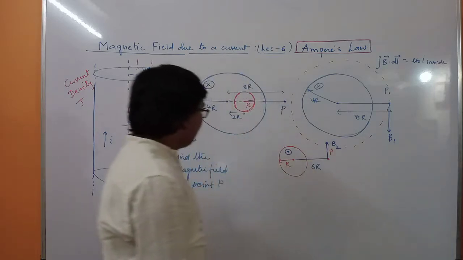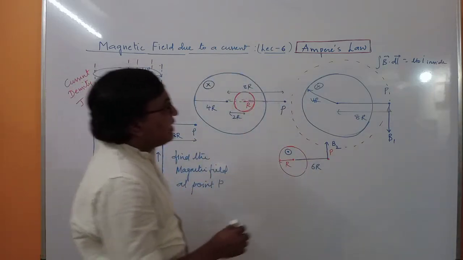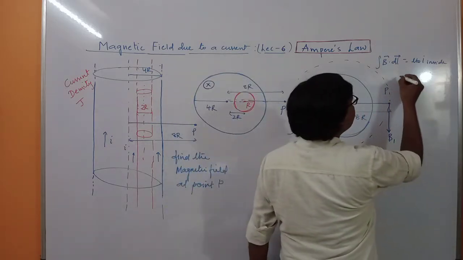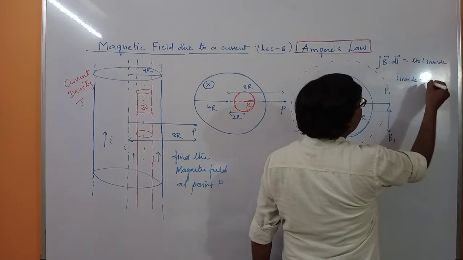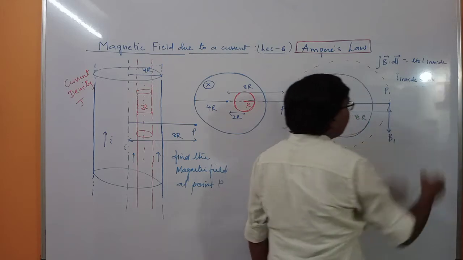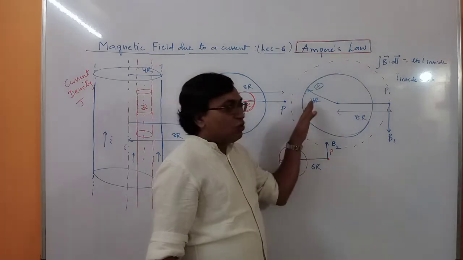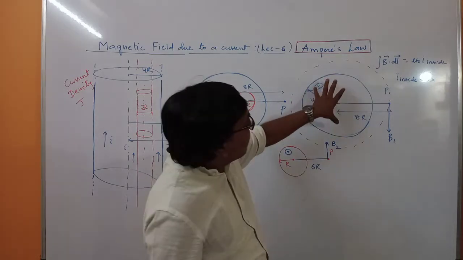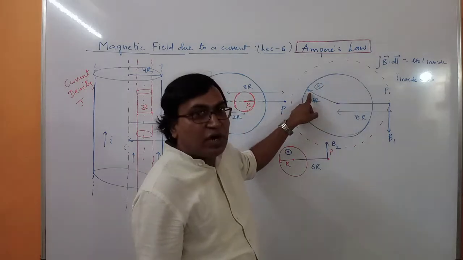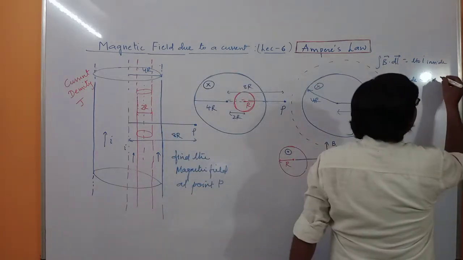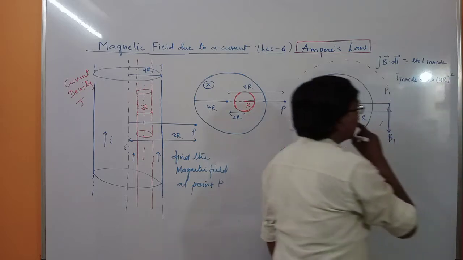So now let us find out I inside. To find I inside, we'll use current density. So I inside will be equal to current density into area. Now this is Ampere's loop. The area through which current is passing is this area. This is the area whose radius is 4r. So it will be 4r whole square.